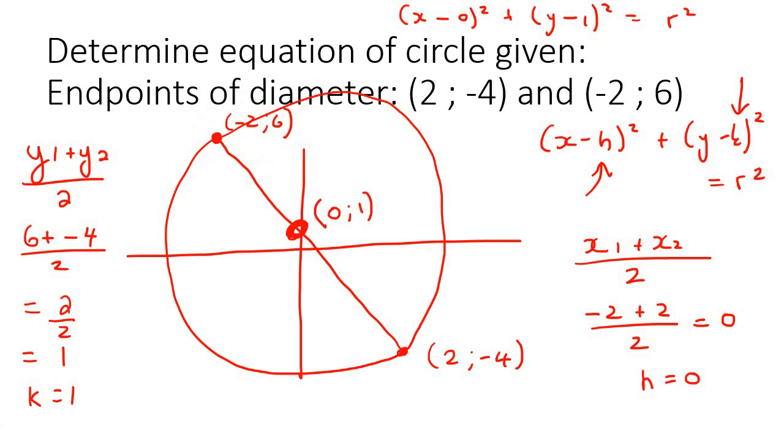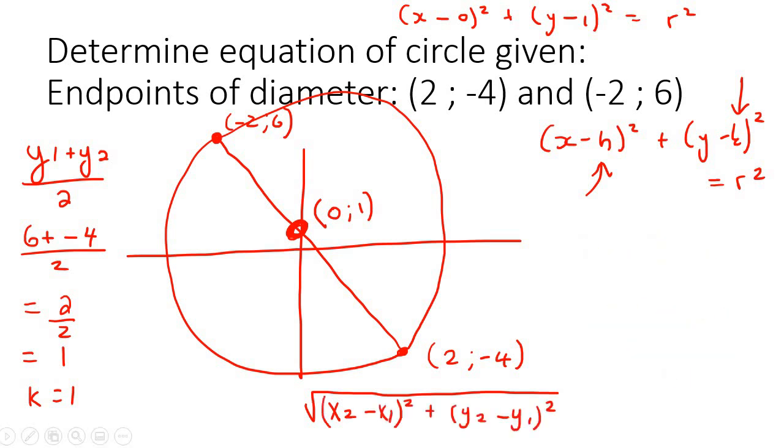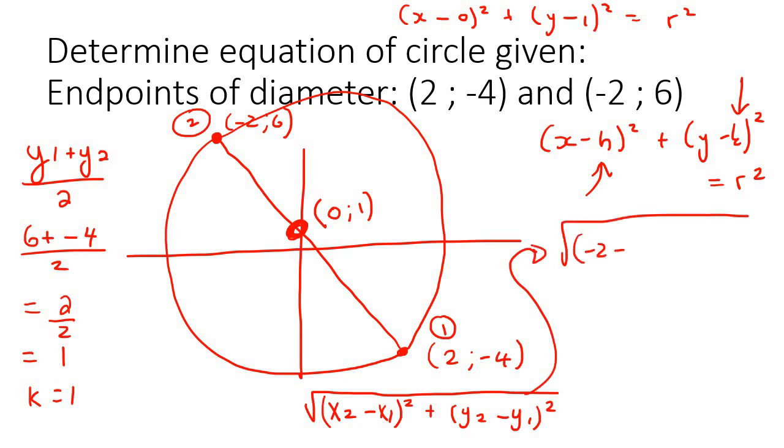So remember, to calculate the distance between two points, we use this formula. I'm going to use it between this point and this point. I'm going to use this as my point number 2, and this is my point number 1. So we just go fill in the formula. We take the x value of point number 2 minus the x value of point number 1, which is a 2.